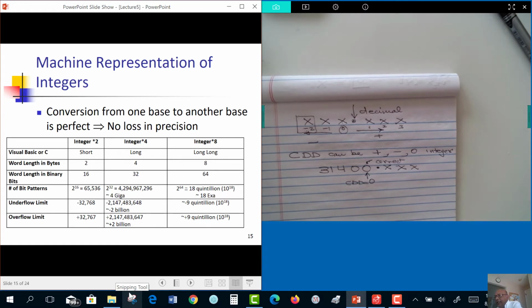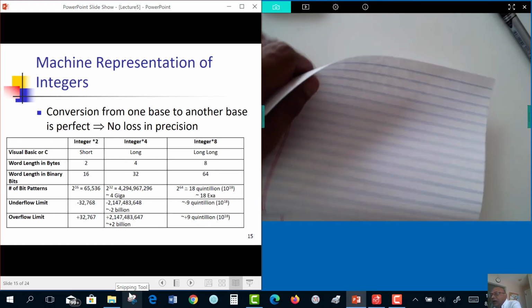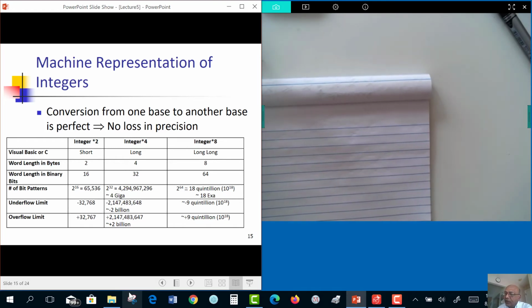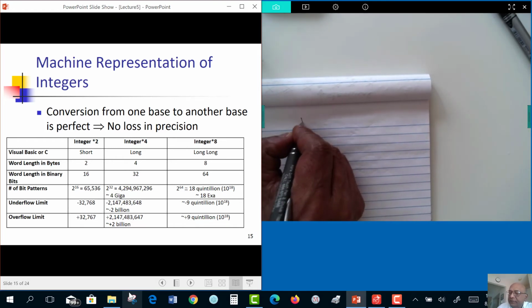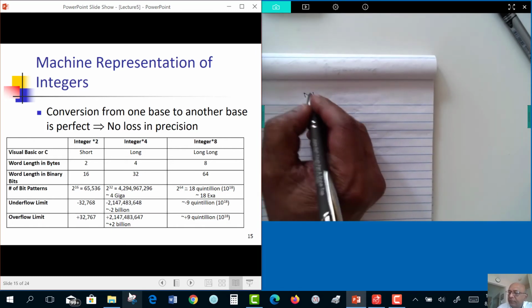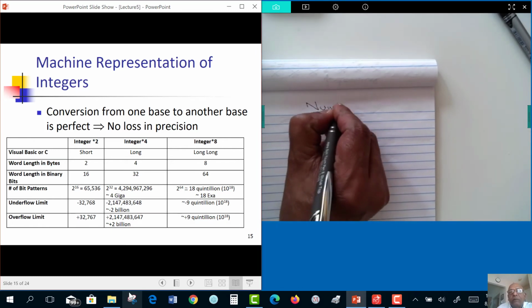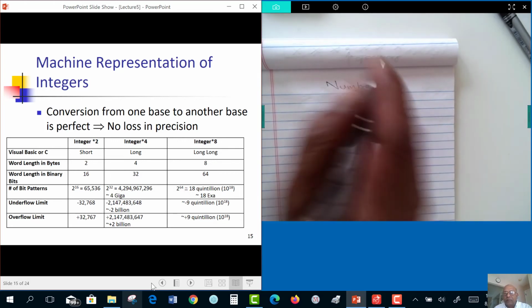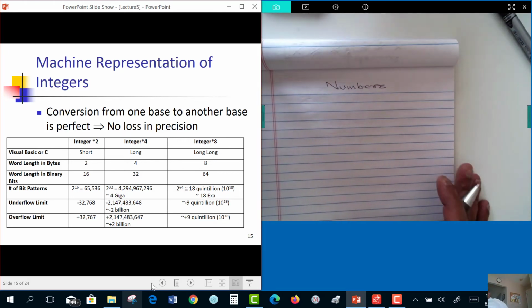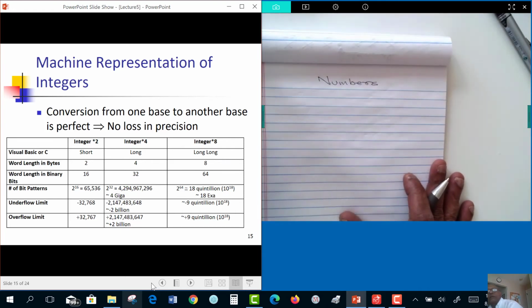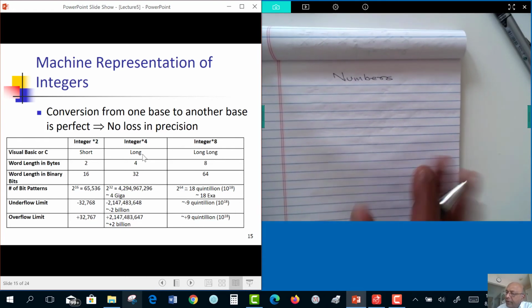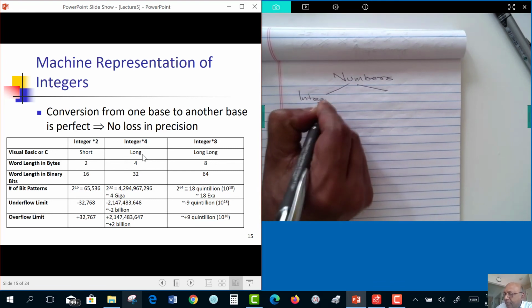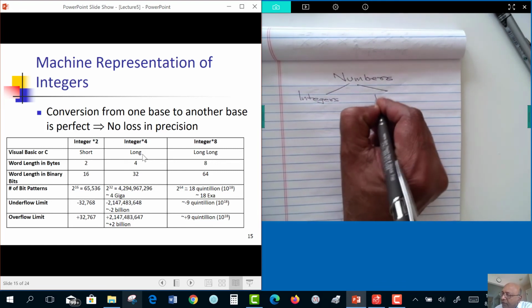Okay, so let's see how computers work. When we think about numbers, we have two kinds. We have integers and we have real numbers.